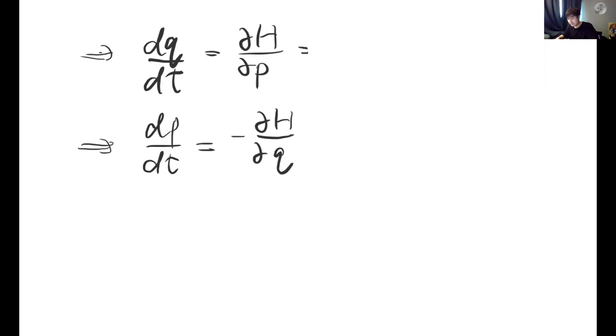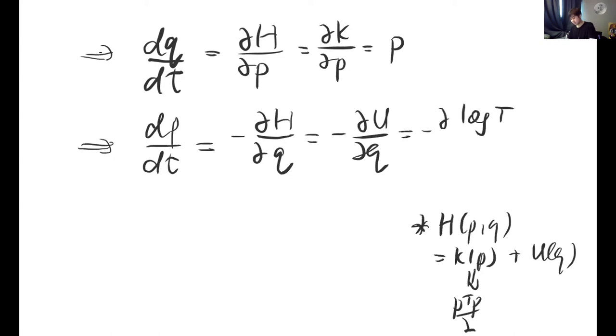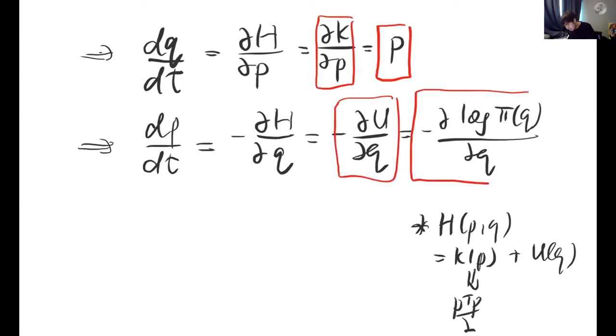All right. And dH/dp, if you realize, is just dK/dp, because previously we did mention that H(p,q) equals K(p) plus U(q), right? And K(p) we previously defined to be P transpose P over 2. So the derivative dK/dp is just going to be P, okay? And dH/dq, there's no very easy way to do it. You still have to take a derivative. So this is important. What we need fundamentally is this, and we need this. And we notice, look at what's happening here. We need to be able to take the derivative of the negative log posterior.